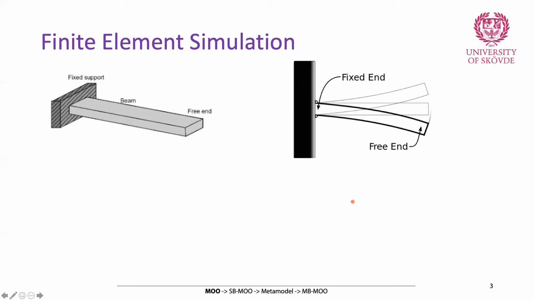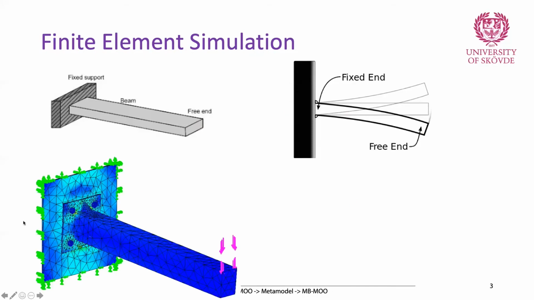What you do is you model your beam in some finite element solver. And you can see, why do we call it finite element? Because you divide your model into a number of small elements. These elements are finite, they're not infinite. You can see each of these rectangles is one element. So you divide your model into a number of elements.